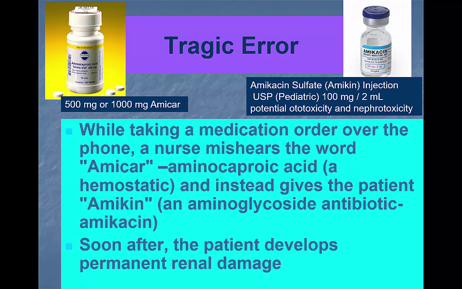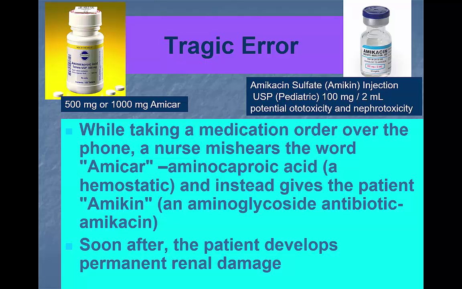Okay, another tragic error. There's aminocaproic acid, Amicar, and there's amikacin sulfate, Amikin. So Amicar and Amikin. You can see where they would be confused. While taking a med order over the phone, the nurse mishears the word Amicar, which is a hemostatic, and gives the patient Amikin, an aminoglycoside antibiotic. So one's a drug that stops you from bleeding, and another is an antibiotic. But the dosings are hugely different again. So soon after, the patient got renal damage and is on dialysis.